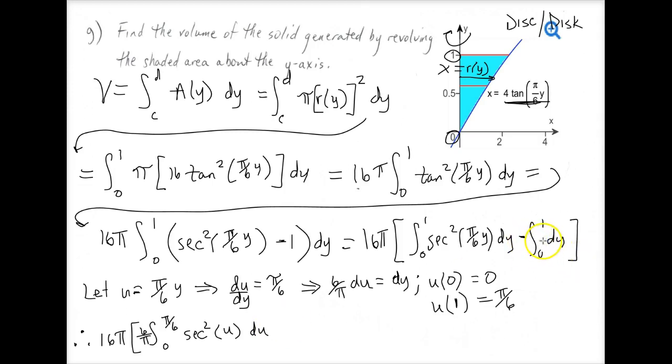Now for the second term here, pretty much will stay the same. It's not much to do with that, and we know that integrating dy from 0 to 1 will be relatively easy here, okay?